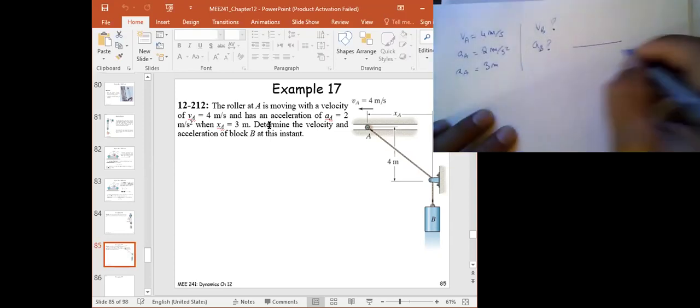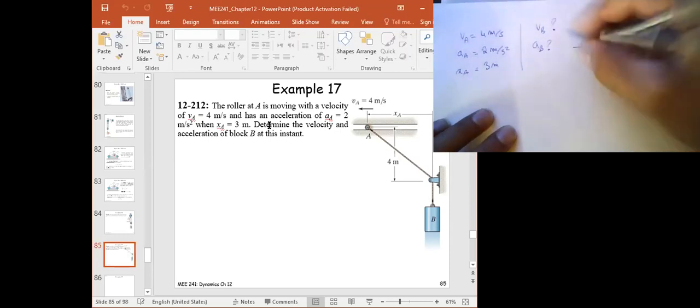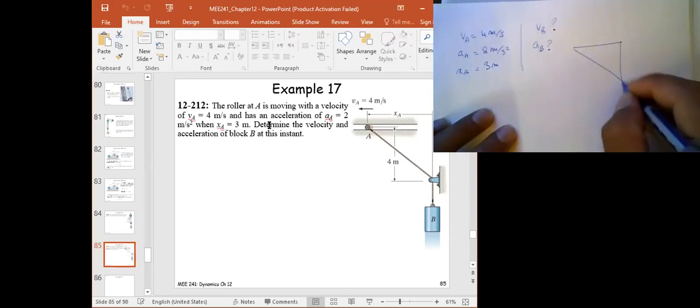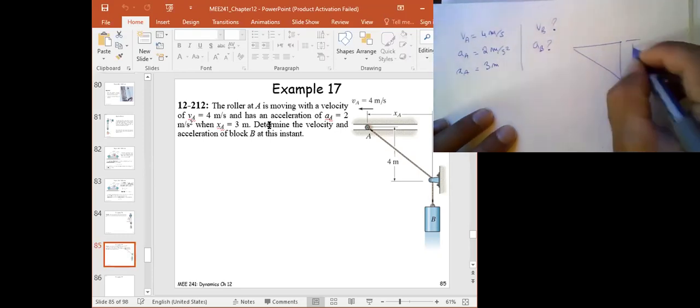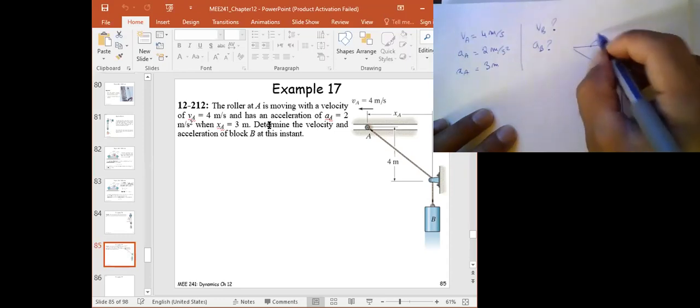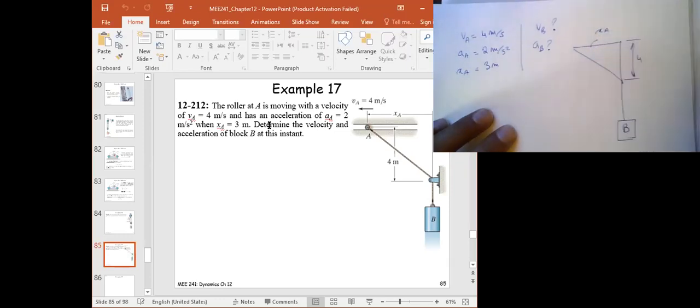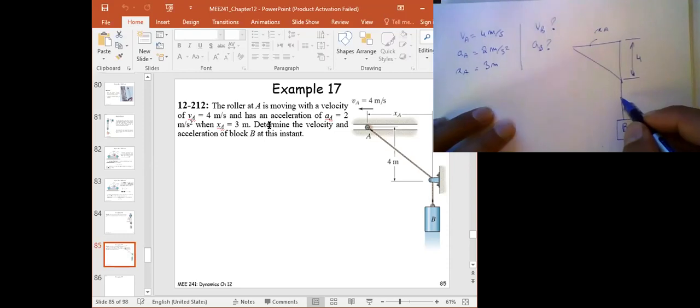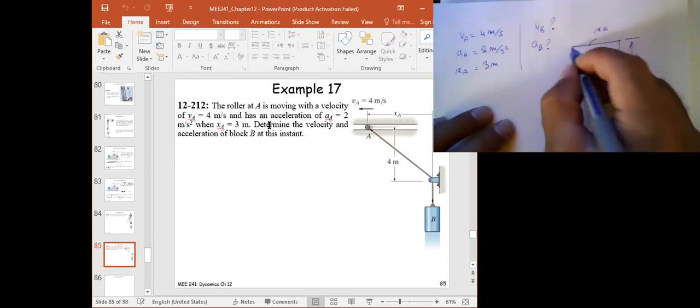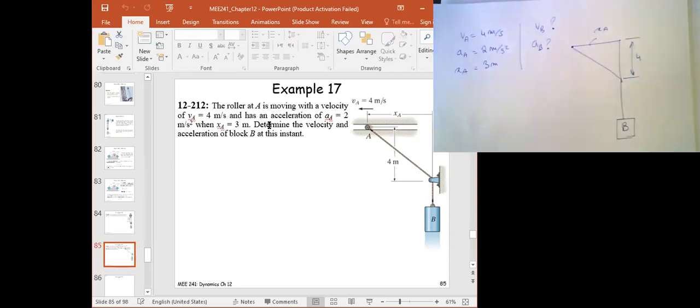Okay, so this is what we have. We first need to get Vx and Vy, and basically Ax and Ay. And we know this distance here is 4. And then I know this one is equal to XA. I'm trying to find this velocity right here. We get Vx, Vy, and Ax, Ay.